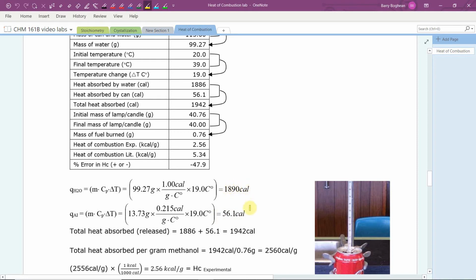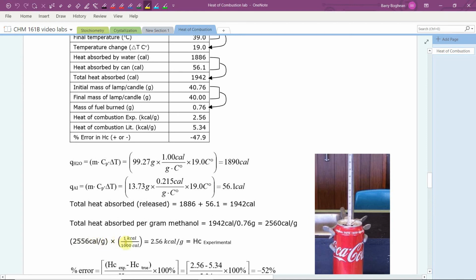So if we add these two quantities of heat together, we'll get the total quantity of heat released or measured in our experiment, 1942 calories. Here it is. Then we have the initial mass of the alcohol lamp and the final mass. The difference is the mass of methanol burned. Then we take the total calories released divided by the grams of alcohol burned, and we get the heat released in calories per gram. If we divide that by 1,000, we'll have 2.56 kcals per gram. That's the experimental heat of combustion in this example for methanol.